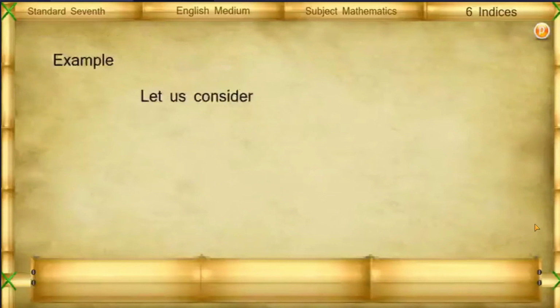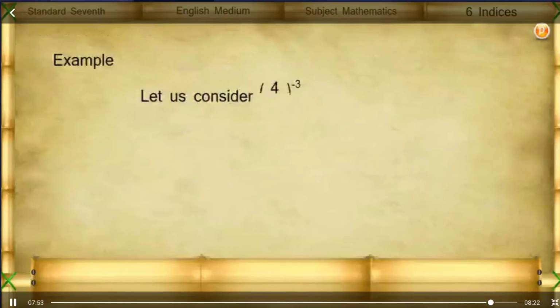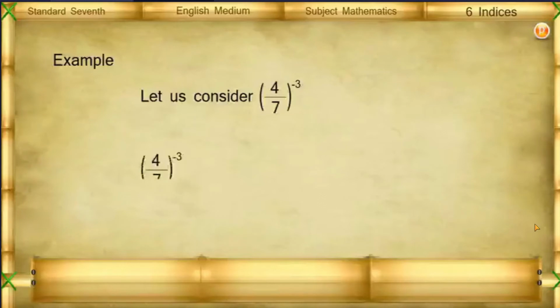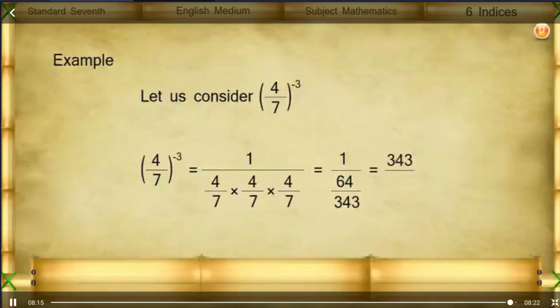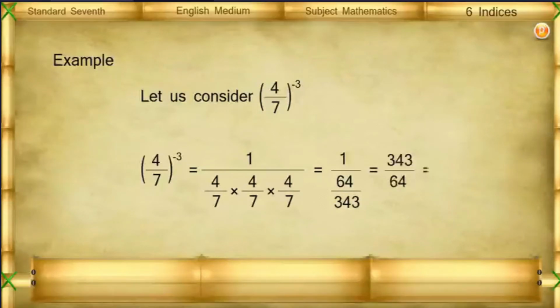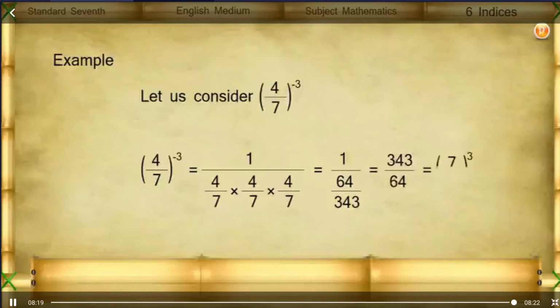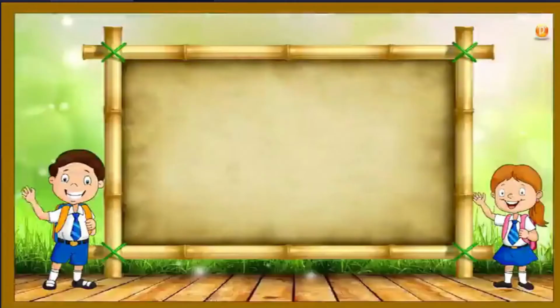Example, let us consider 4 upon 7 whole raised to minus 3. 4 upon 7 whole raised to minus 3 is equal to 1 upon 4 upon 7 into 4 upon 7 into 4 upon 7, which is equal to 1 upon 64 upon 343, which is equal to 343 upon 64, which is equal to 7 upon 4 whole raised to 3.